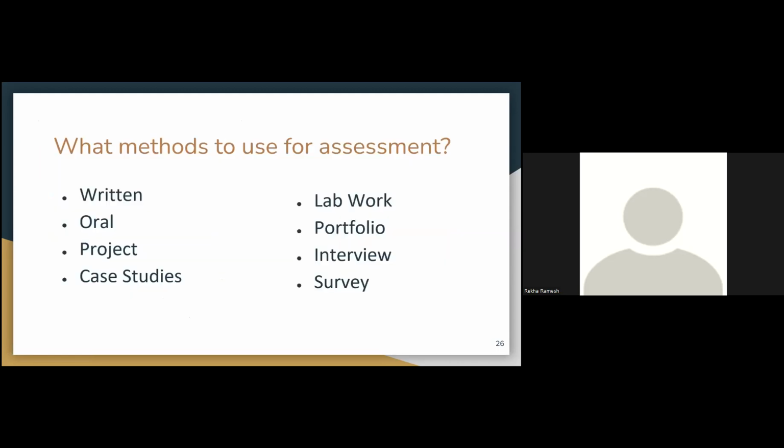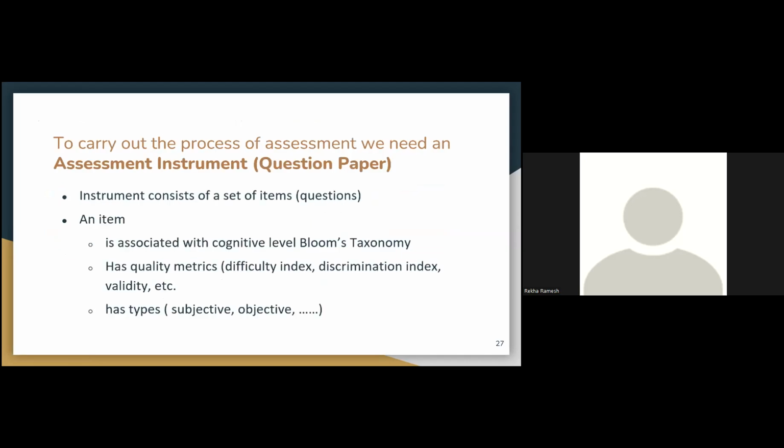So what methods to use for assessment? You can have many such methods like written, oral, project, case studies, lab, portfolio, interview, survey, etc. For all these things, you need an instrument. This slide I have put just for the sake of completion. I'm not touching any of this. An instrument consists of a set of items. Each item is a question. It is associated with Bloom's level, difficulty index, discrimination index, validity, etc. It can have types like subjective, objective, whatever we have seen, different types or modes of assessment.